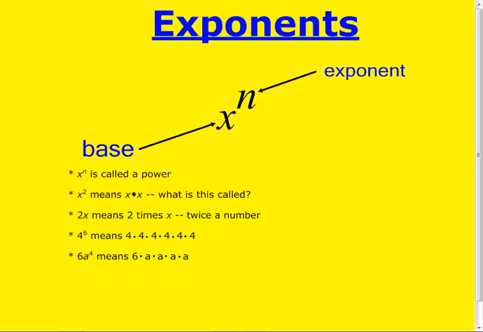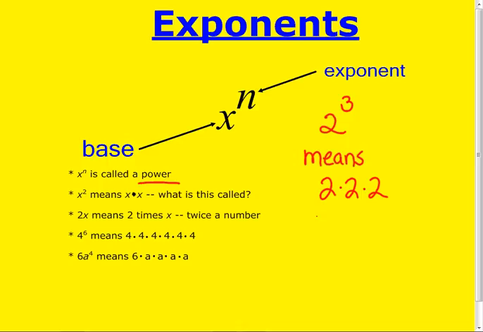Now, we have exponents. Oh, that's another operation. So we do know another one. This is called the base, and that's the exponent. And we've done some of this, like 2 to the 3rd power. What does that mean? 2 times 2 times 2, which is not 6. It's 8. Okay. So x to the n, this is called a power.